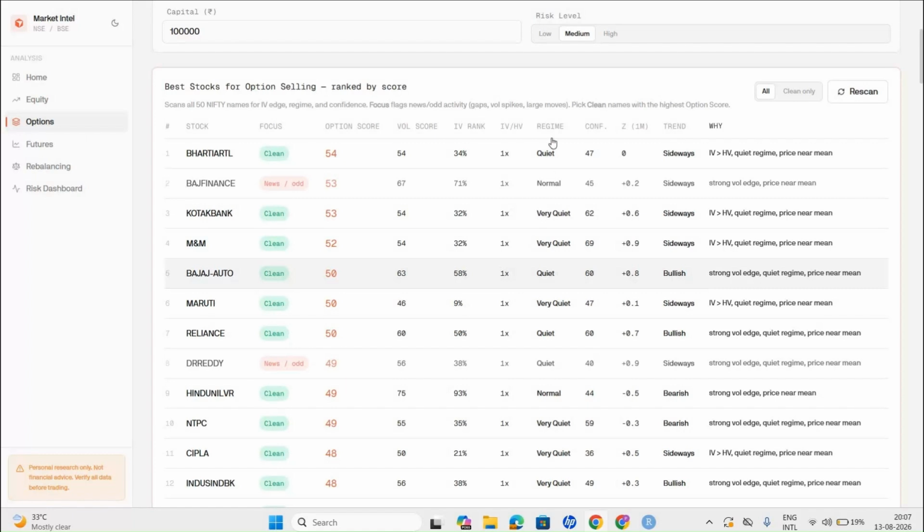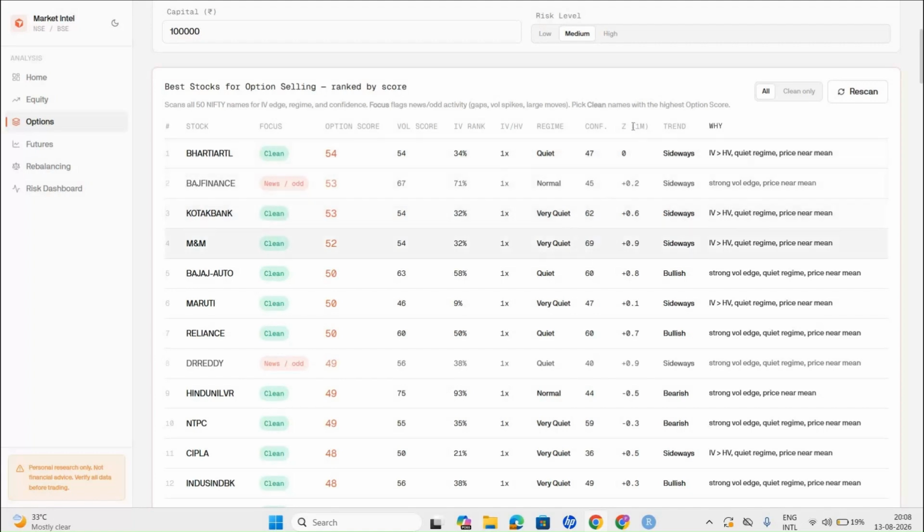So basically, it will show whether it has good volatility or not, good premium or not. And this is a very important column, regime. This will give you the sense of whether the stock is very quiet, normal, or very volatile. This basically gives you the confidence that the stock is confined in a particular range, and you can sell the option premium for the trade.